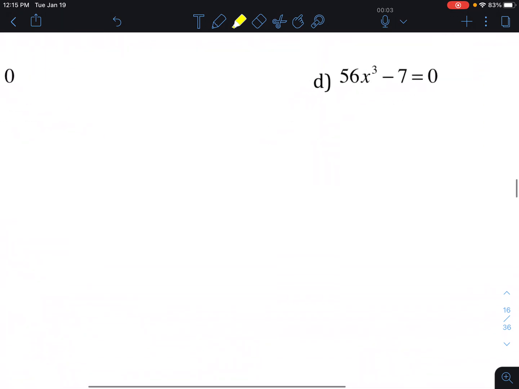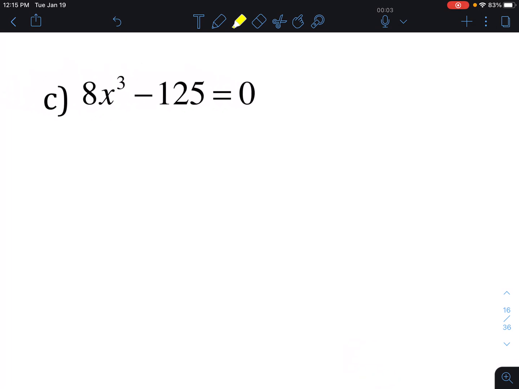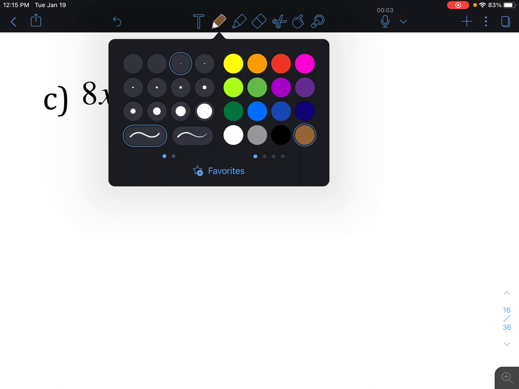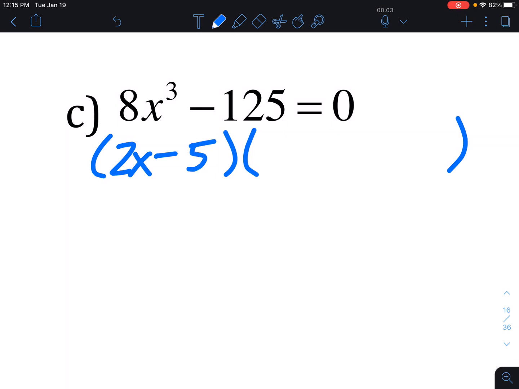All right, next up, letter C is difference of cubes again. So here, A is 2x and B is 5. Let me show you a little hint, a little bit of a time saver. You can actually go right to your binomial right away. So the cube root of 8x cubed is 2x. Bring down your minus, and then the cube root of 125 is 5. So there's your A, there's your B.